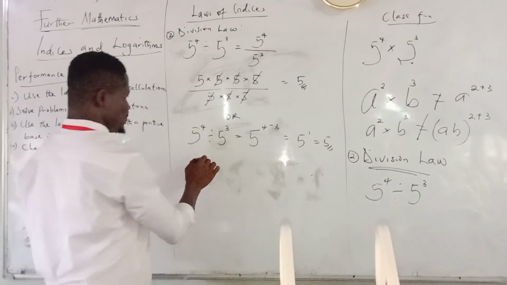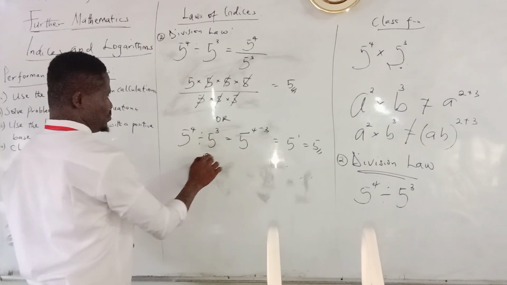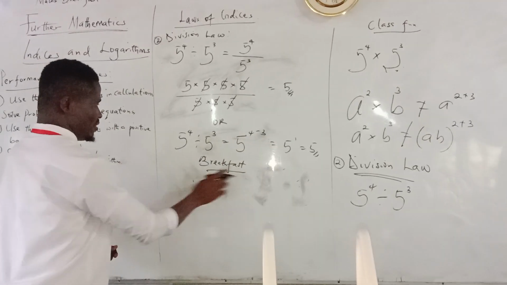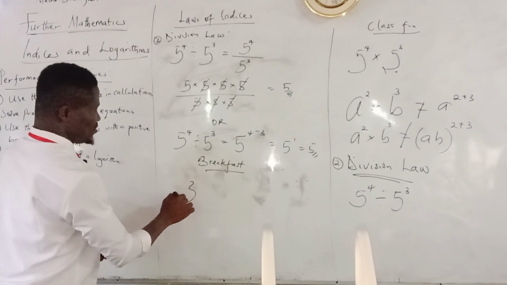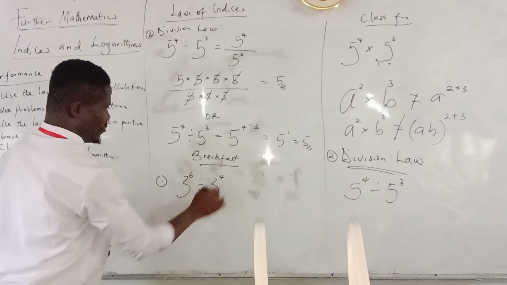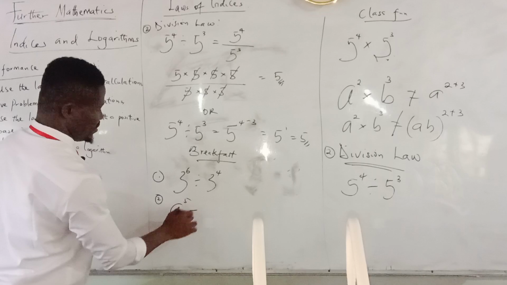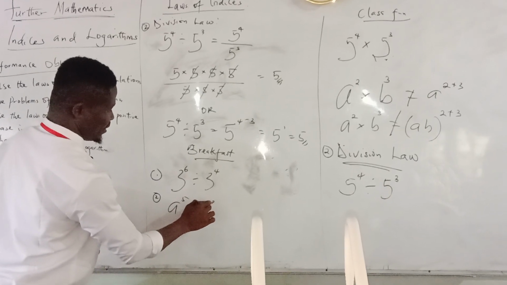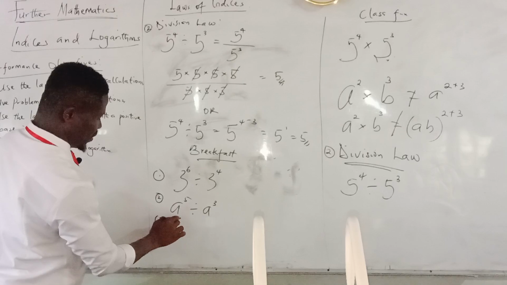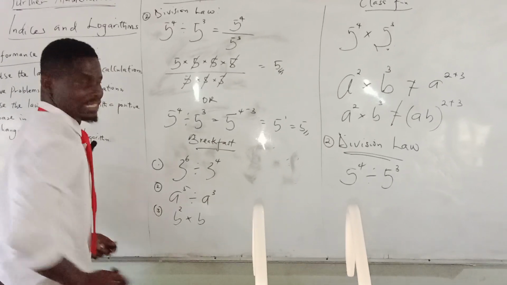So if you are following, please try these. Number 1: 3 raised to power 6 divided by 3 raised to power 4. Number 2: a raised to power 5 divided by a raised to power 3. Number 3: b raised to power 2 times b raised to power 3 times b.